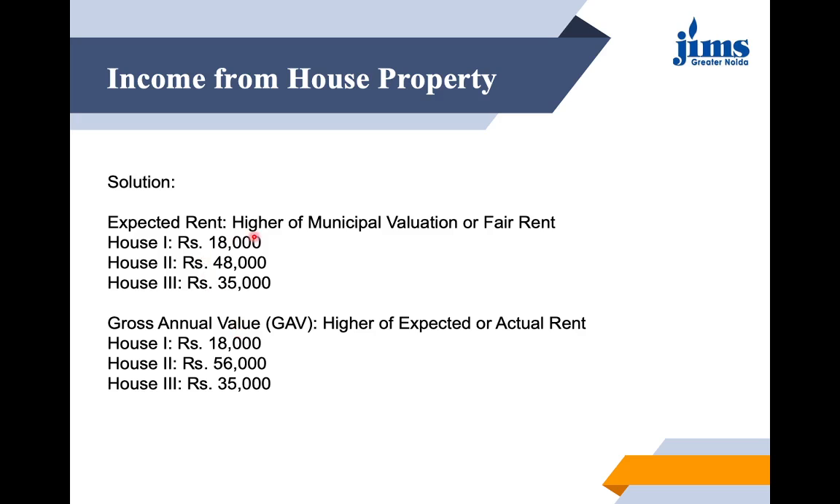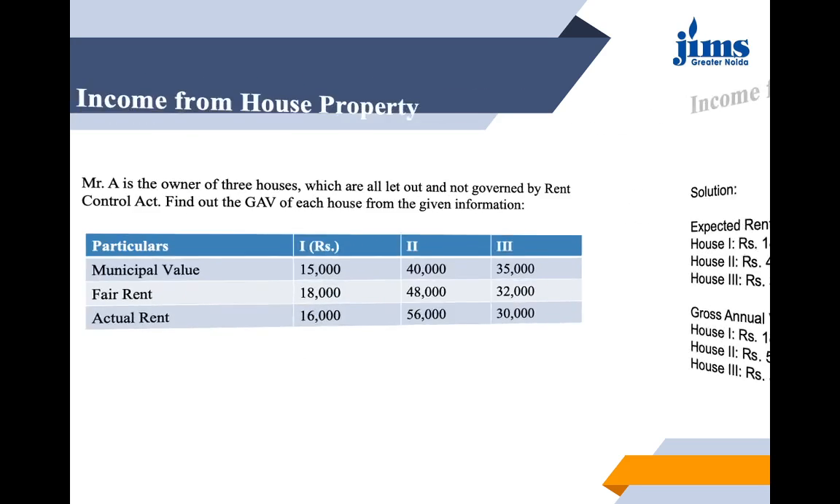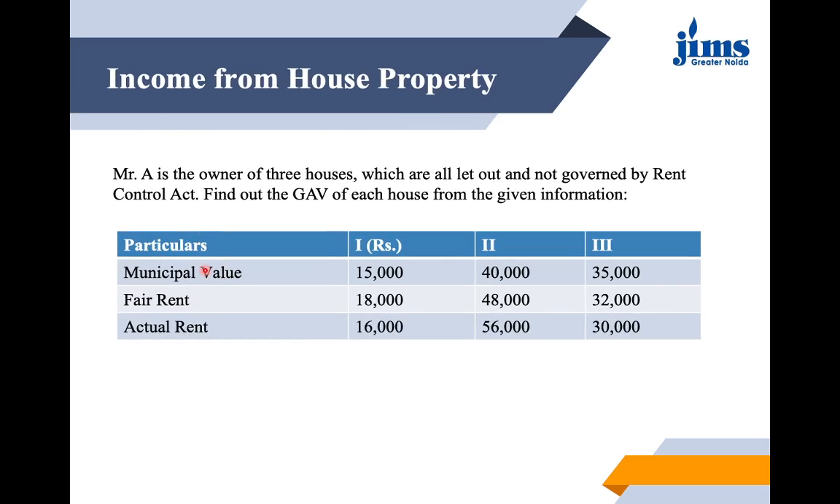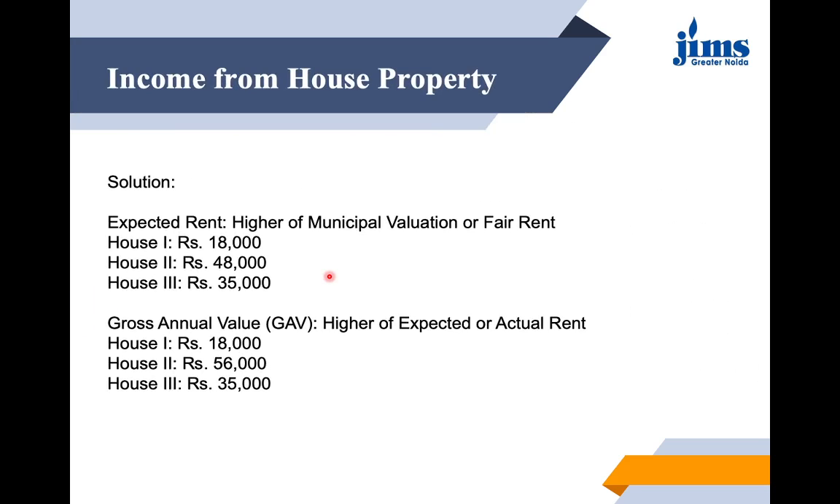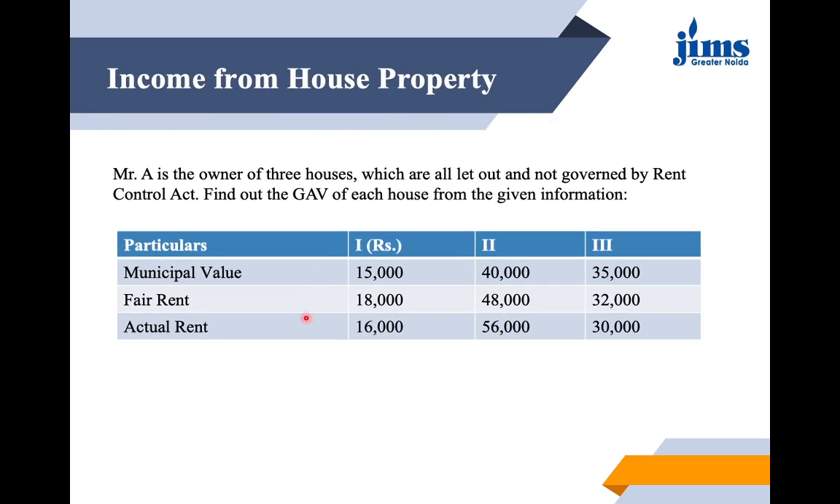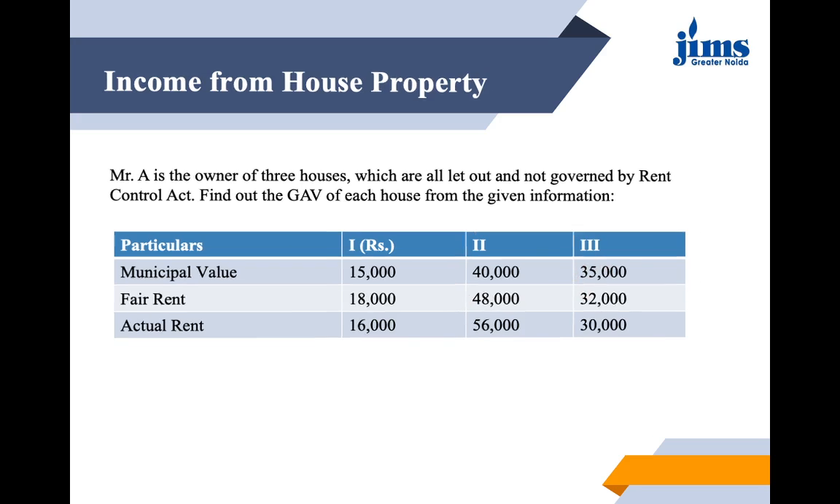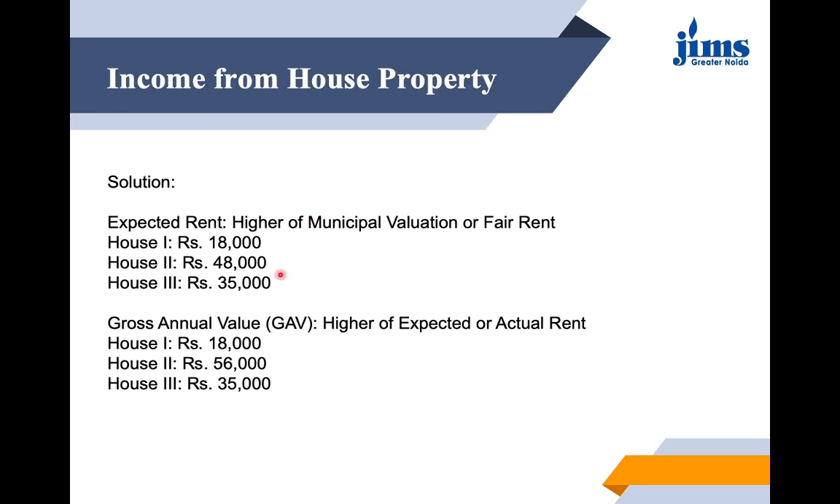For the first house, we need to see the expected rent, which would be the higher of the municipal value or fair rent. Whichever is higher would be considered there. So for house 1, after comparing 15,000 and 18,000, they have considered 18,000. Here in this case 48,000, the fair rent, would be considered, and in this case 35,000, the municipal value, would be considered. These are the three values which are considered.